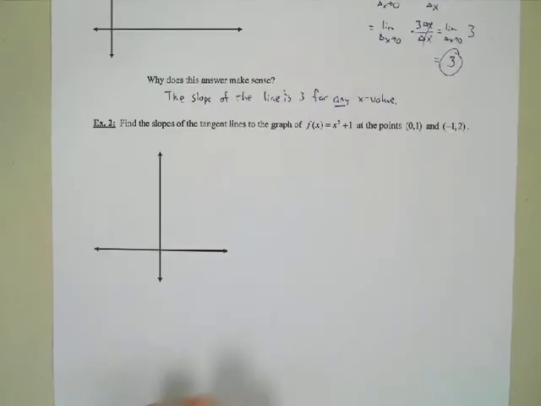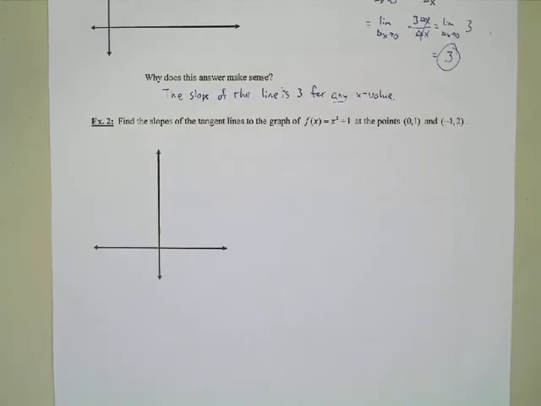But what if we don't have a line? Can we still find the slope of something, like a curve? And the answer is yes. This is more powerful than just finding the slopes of a line. We can also find the instantaneous slope or the instantaneous rate of change on a curve.